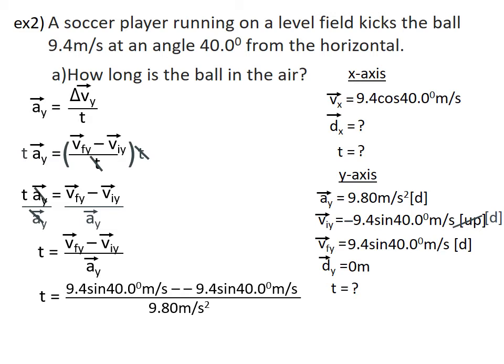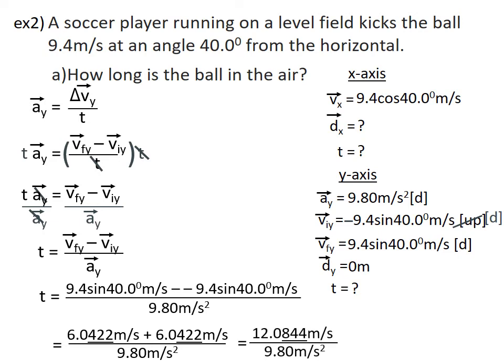The next step is punching 9.4 sine 40 degrees into my calculator. And that gives me 6.0422 meters per second with two significant figures because 9.4 had two significant figures. Notice that 6.0422 is being added to 6.0422, and that's because in the previous step, we were subtracting a negative, and subtracting a negative will turn it into a positive sign. Now, when I add 6.0422 to 6.0422, it is good to one decimal place. And following the rules of significant figures, that means my answer is then good to one decimal place.